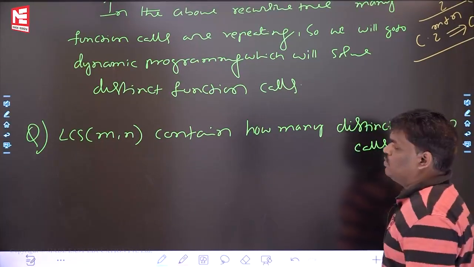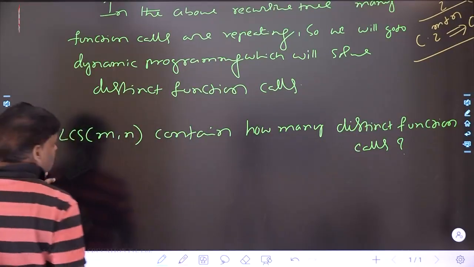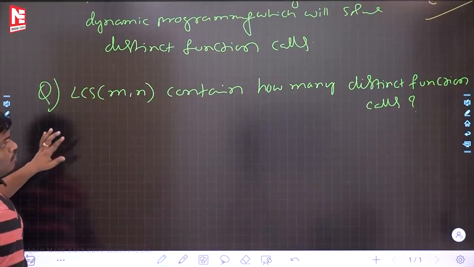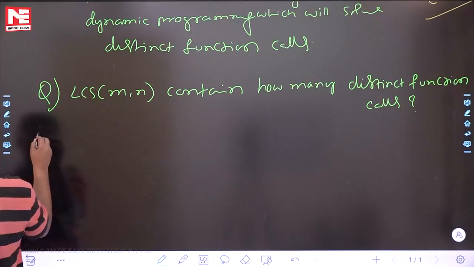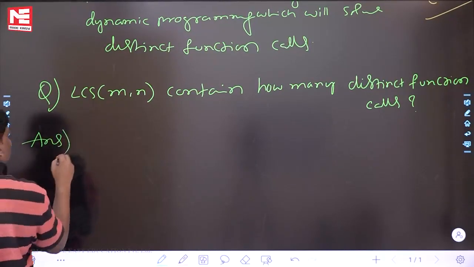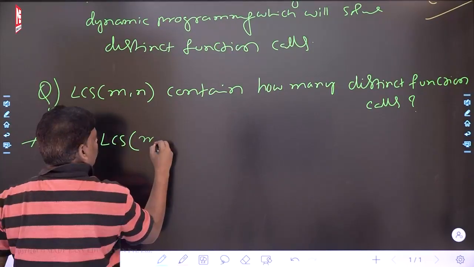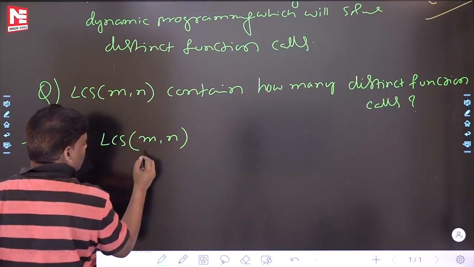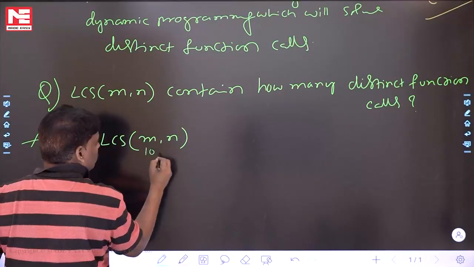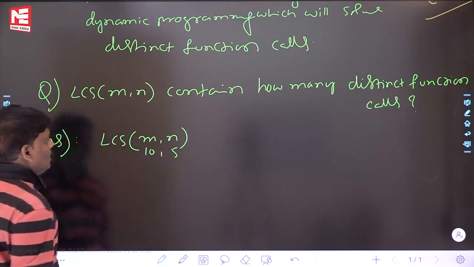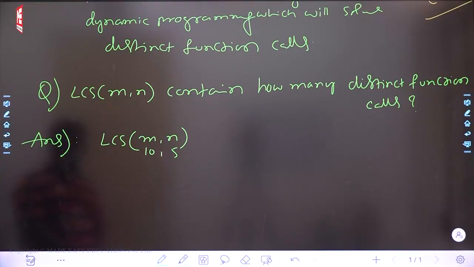How to find out? I will give the answer. LCS of m comma n contains how many distinct function calls? See the answer now. LCS of m comma n, where m is 10 and n is 5.